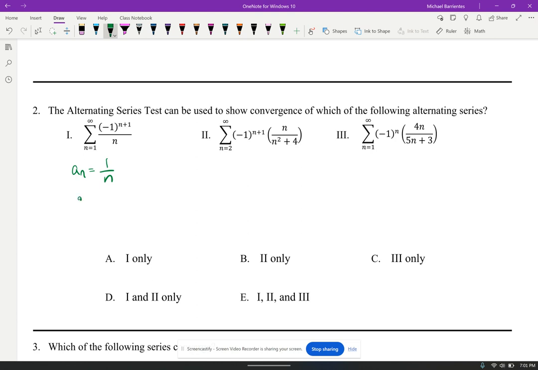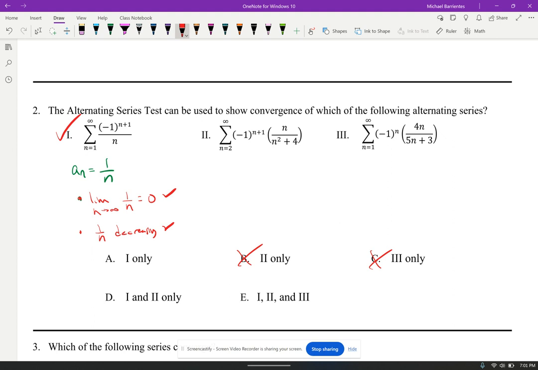Is the limit approaching 0? The limit as n approaches infinity of 1 over n. Is it 0? Yes. Is 1 over n decreasing? Heck yeah, it is. Check. Okay, so number 1 works. That means I can scratch out B, I can scratch out C. So let's keep going. Well, I guess we can check number 3, right? Because if number 3 works, then it has to be this one. It can't be this one. So let's check number 3.